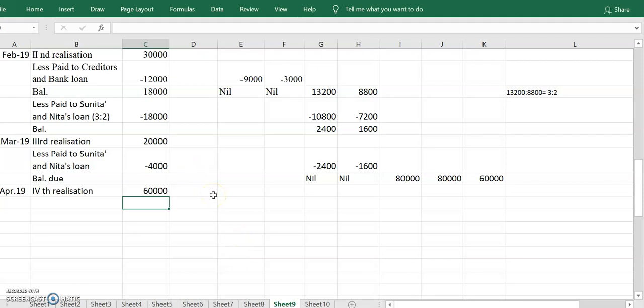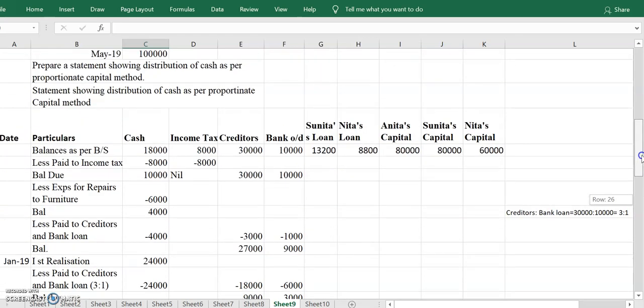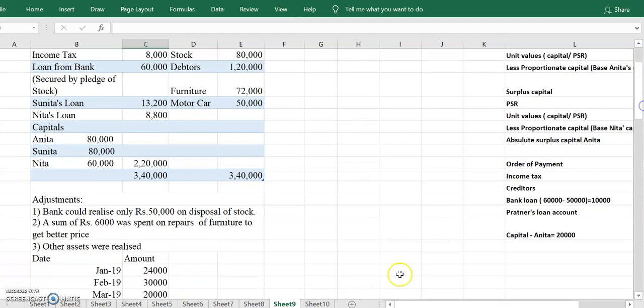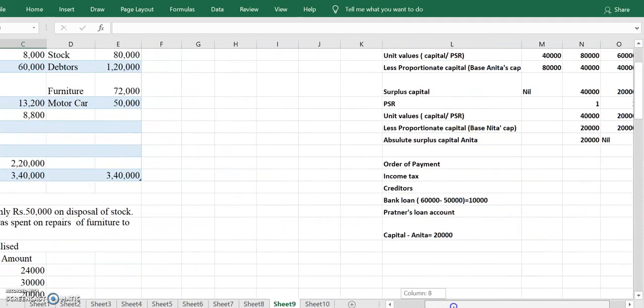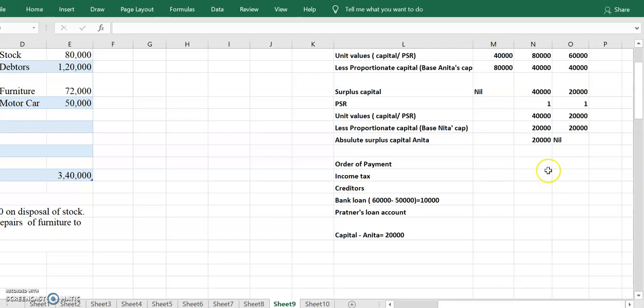4,000 paid to Nita's and Sunita's loan account, whatever the balance. After the payment of all liabilities, all outsider liability, start the payment for the capitals. So payments for the capital should be paid according to the surplus statement. In the surplus statement, we have to find the absolute surplus, and there is Sunita's surplus.